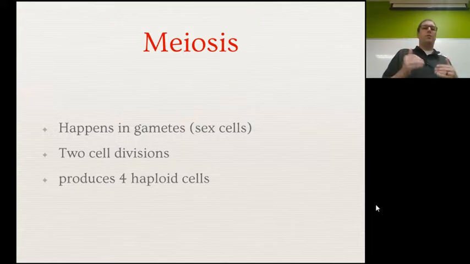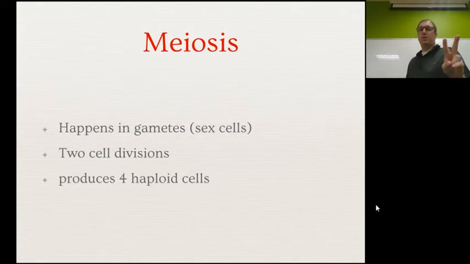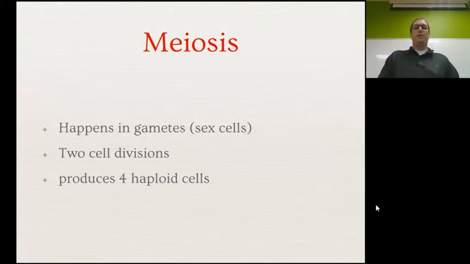So we need something to reduce the number of chromosomes in our gametes, or sex cells, or sperm or egg, or our reproductive cells, whatever you want to call them. This involves two cell divisions. It's kind of like going through mitosis twice, but it's not exactly. And it produces four haploid cells.